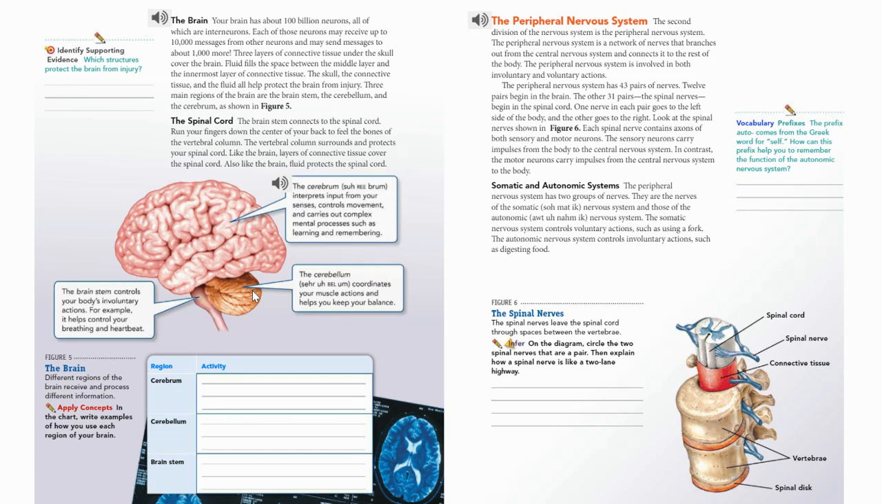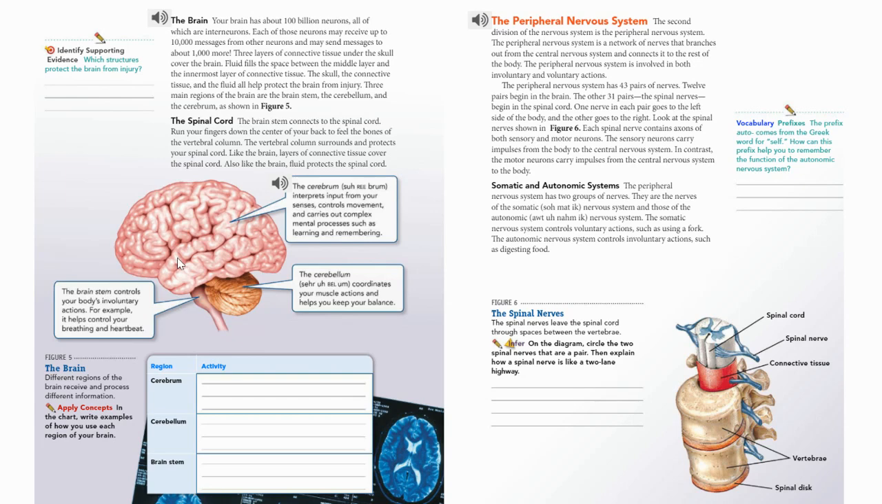The cerebrum, this large part that looks like a whole bunch of worms squished together, interprets information. It has input from your senses, like your eyes and your ears and your mouth. It controls movement and carries out complex mental processes like learning and remembering things. So that's the part that you're engaging when you're doing school.